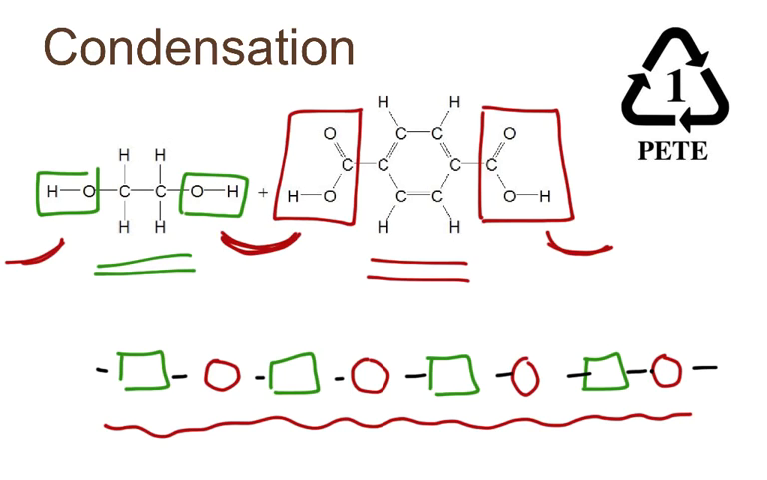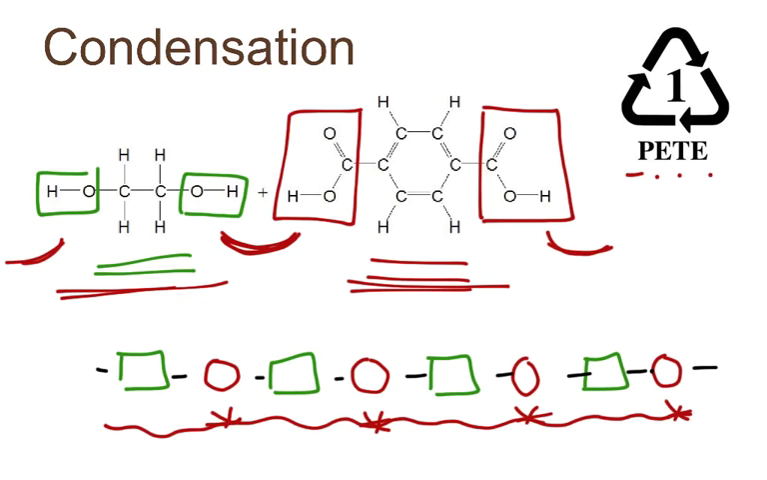Each of these little pieces here would be called our monomer, and then the whole thing would be a polymer. So we'd have an ethylene glycol, and then we would have terephthalic acid, then ethylene glycol, another terephthalic acid, repeating back and forth and back and forth. And this particular one is called polyethylene terephthalate ester.